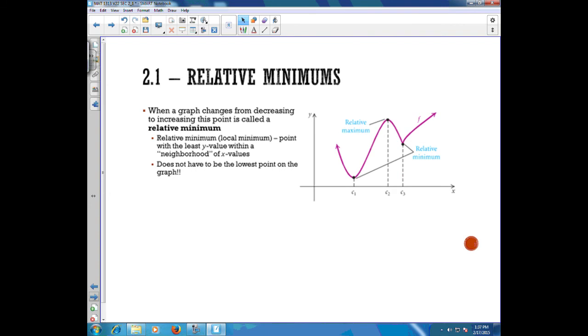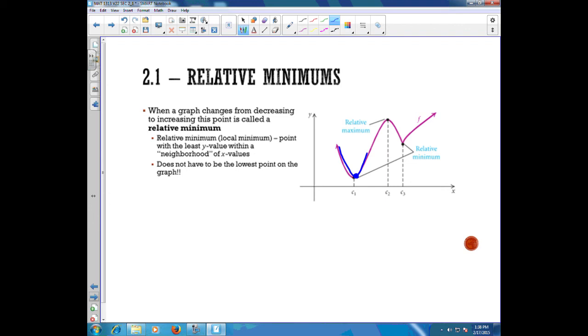Similarly, when a graph changes from decreasing to increasing, we get what's called a relative minimum. So if it's going from decreasing to increasing, here we get what's called a relative minimum. Relative to the points around it, relative to the x values in its neighborhood, it has the smallest y value, or the least y value.